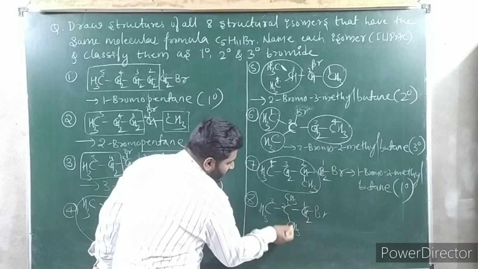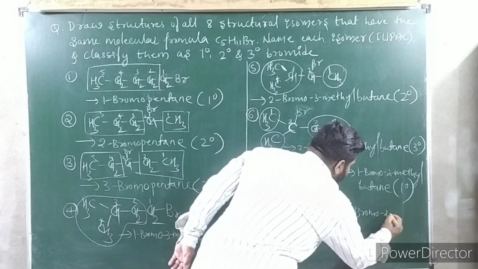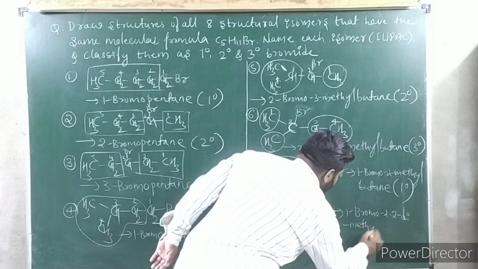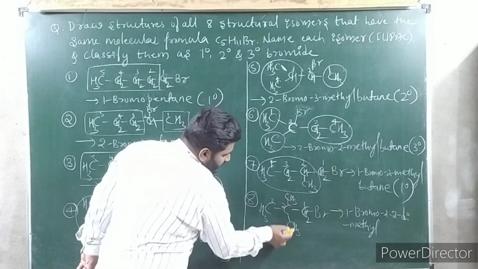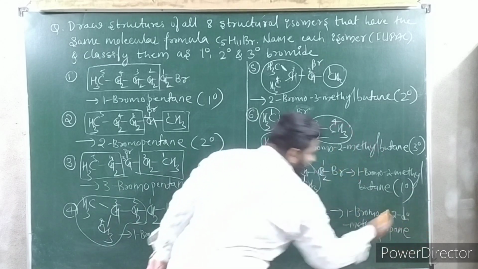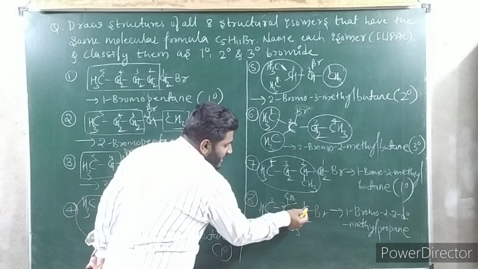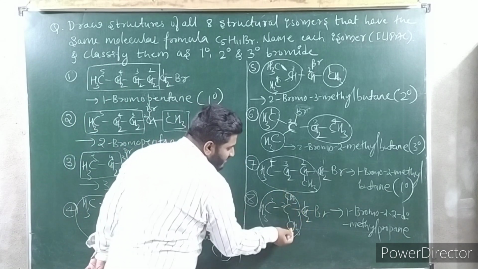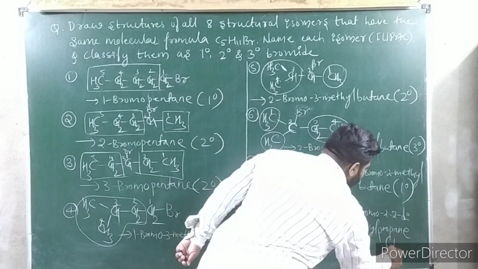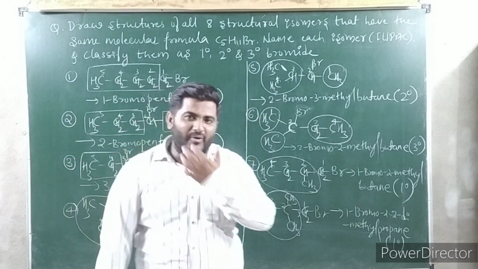1 bromo, 2, 2 dimethyl propane. Getting my point? Now what you have to see? The halogen attached carbon you have to see. The halogen attached carbon has only one substituent. Don't worry about this case. You only have to see that the halogen attached carbon has only one substituent. Therefore this is also primary. I hope you got the point here.